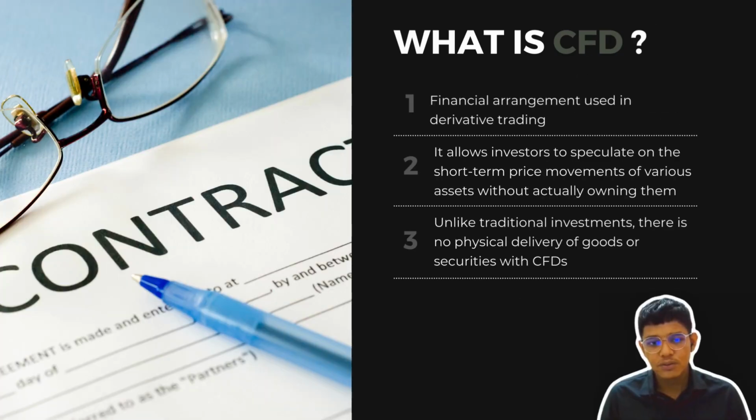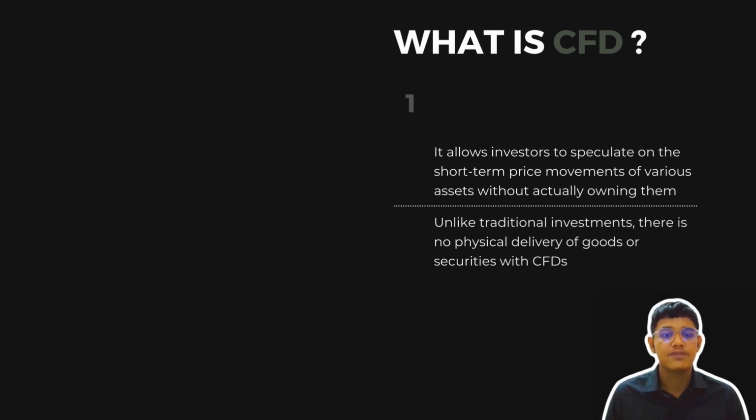Let's move on to what is CFD. So CFD stands for Contract for Difference. It's a financial arrangement used in derivative trading. So it allows investors to speculate on the short-term price movement of various assets without owning them. Unlike traditional investments, there is no physical delivery of goods or securities with CFD.